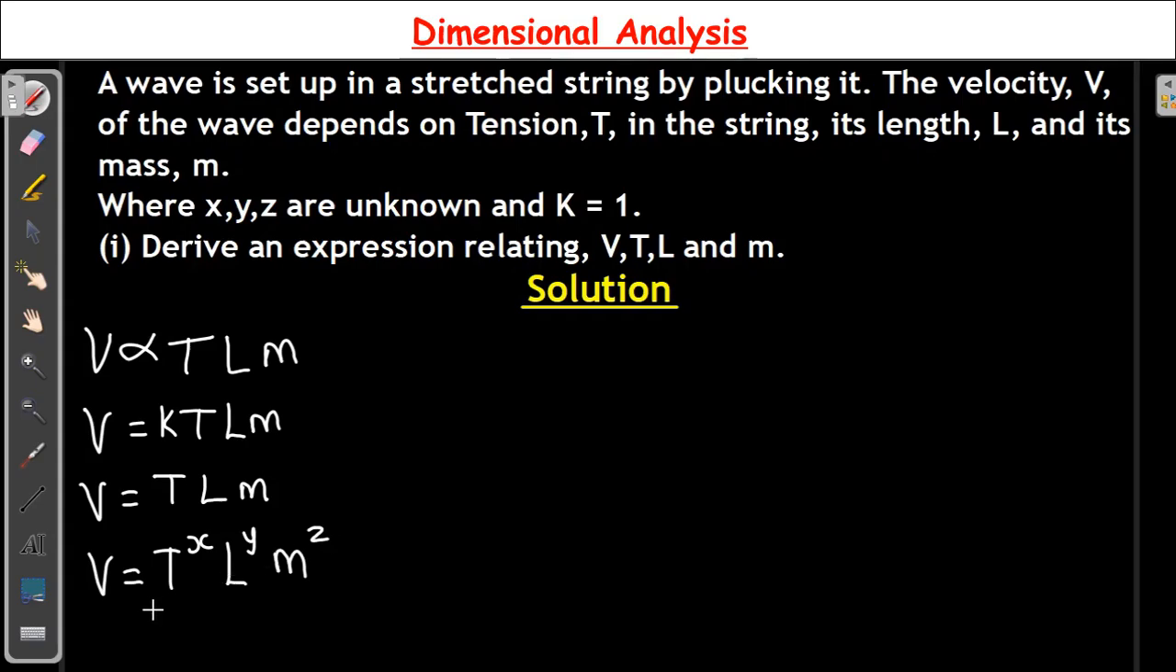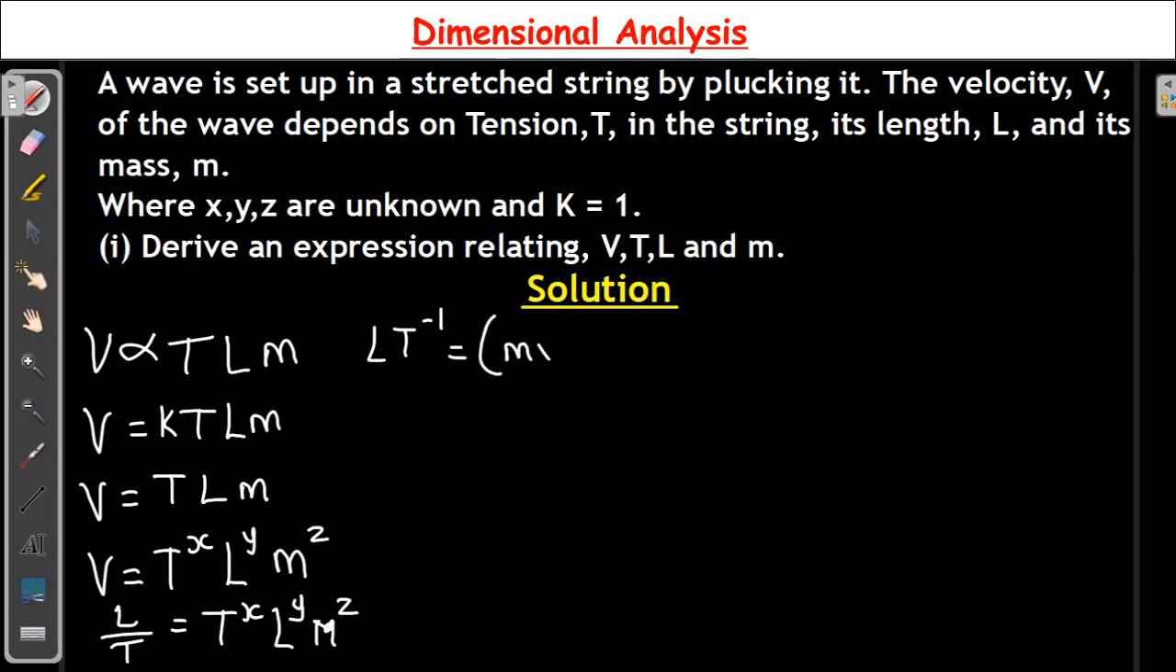Then the next thing is to convert all derived quantities to fundamental quantities on either side of the equation. So velocity is a derived quantity. Converting it to fundamental quantities, the formula is displacement over time, and displacement is length. So you have length over time is equal to tension to the power of X, length to the power of Y, mass to the power of Z. This can be expressed as L T to the power of minus 1, applying indices. Tension is also a derived quantity, so you convert it back to fundamental quantities.